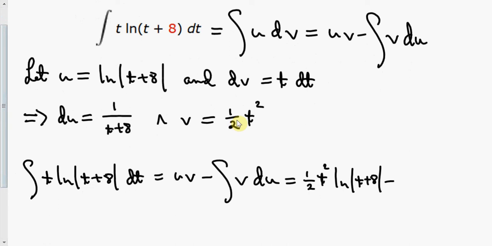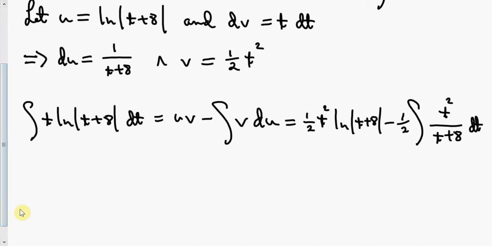So this is minus, I'm going to take that 1/2 and just put it on the outside, minus the integral of v du, excuse me. So this is t squared all over t plus 8 dt. Now on this term, when we have an integral and it's an improper fraction, this implies that you want to divide.